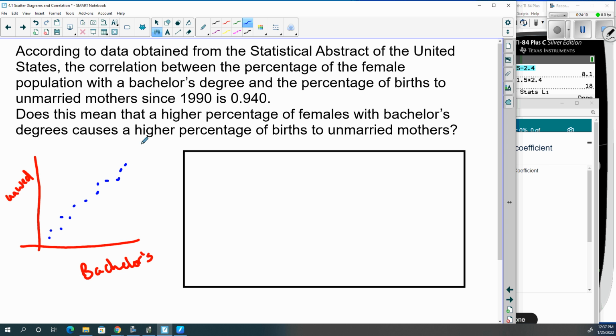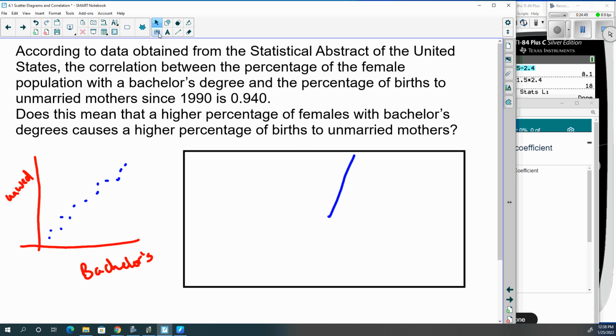it's pretty linear. So it says, does this mean that a higher percentage of females with bachelor's degrees causes a higher percentage of births to unwed mothers? So if you have more women with a bachelor's degree, does that mean that that's causing more women to be unwed mothers? Okay, and that wouldn't even make sense. So even though you can get the data that deals with how many women have a bachelor's degree and how many women are unwed mothers, and you can graph them together, it doesn't mean that these are related to each other. There can be something else that's affecting that.